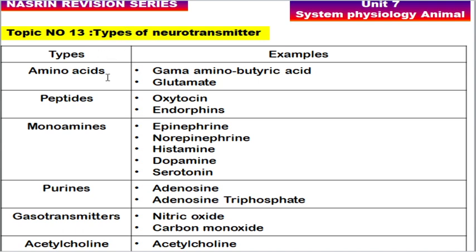Next, you should know the types of neurotransmitters. Amino acids include gamma aminobutyric acid and glutamic acid. Oxytocin and endorphin are neurotransmitters belonging to the peptide class. Epinephrine, norepinephrine, histamine, dopamine, and serotonin belong to the class of monoamines or catecholamines. Adenosine triphosphate belongs to the purine class, and nitric oxide and carbon monoxide come under gasotransmitters.